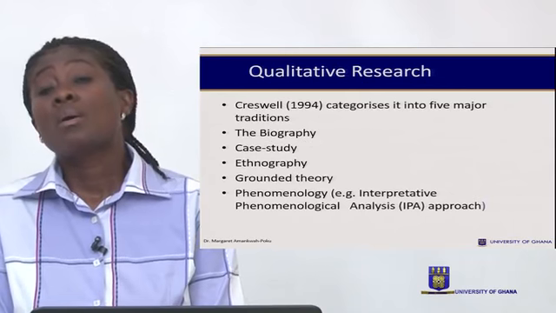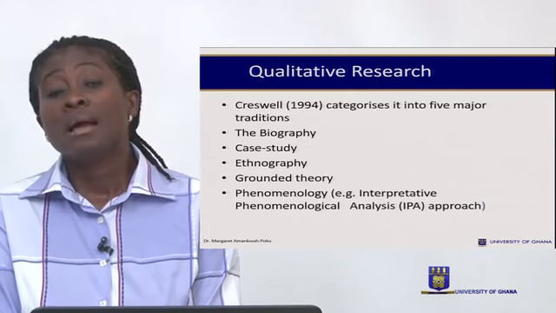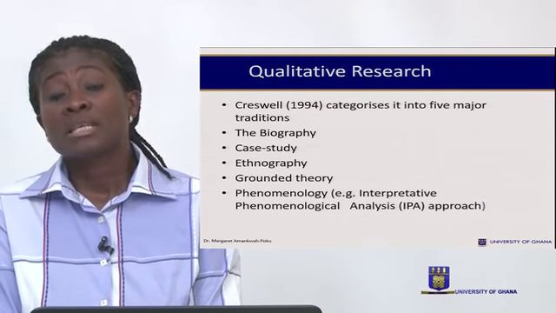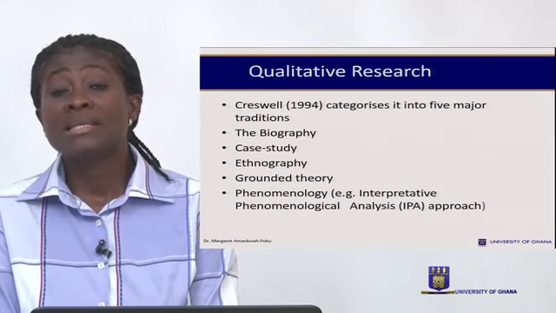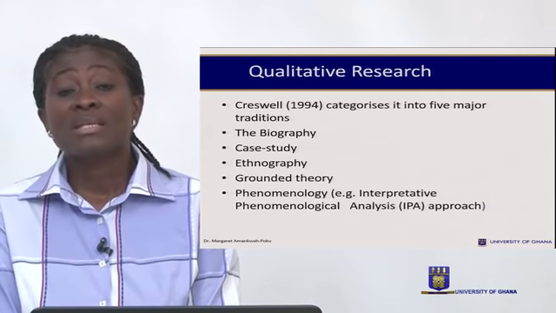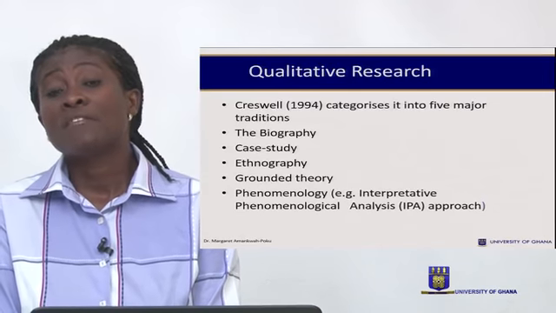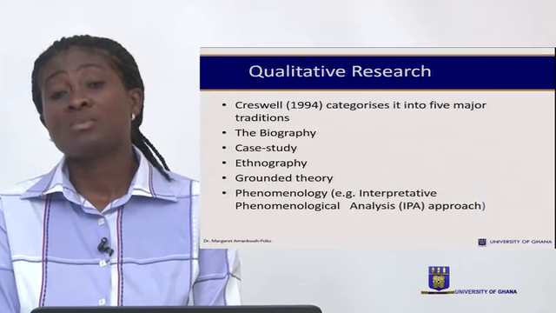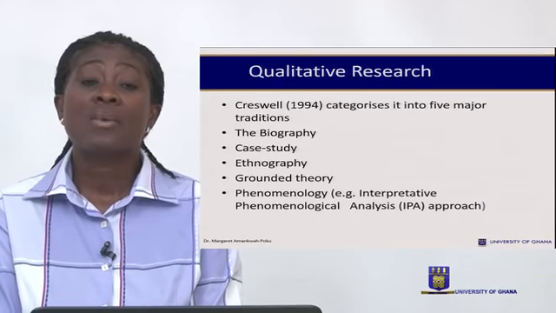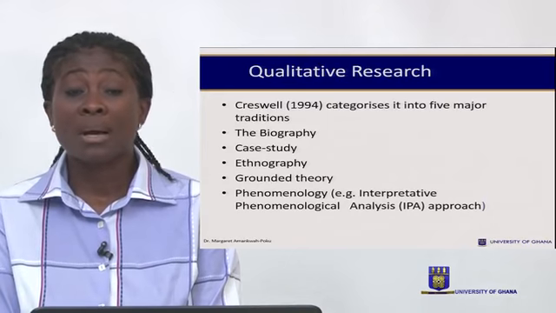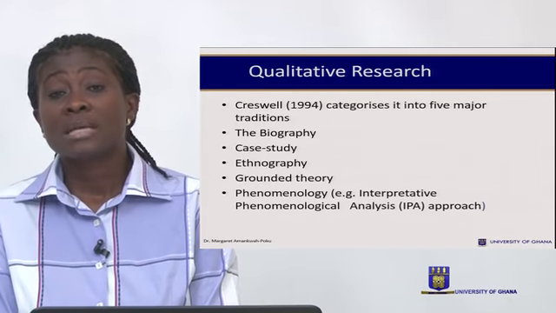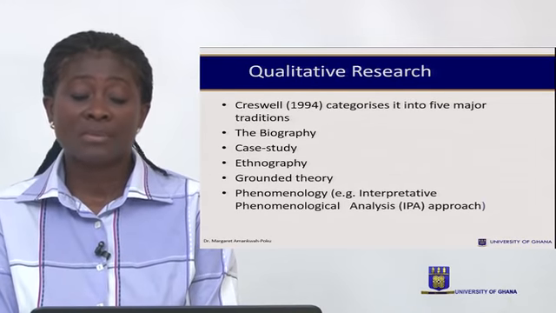So Creswell lists several methods that you can use when you are doing qualitative research. There are 5 major ones. So the biography, case study, ethnography, grounded theory, then we have what we call phenomenology. An example is the interpretative phenomenological analysis, what is popularly known as IPA. So I will encourage you to read more about these various types of qualitative research method.